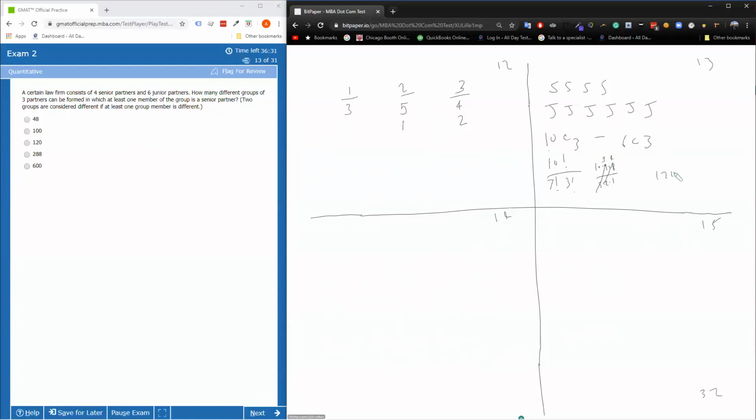This is 120 minus 6 choose 3, which I believe is 20, because for some reason it seems to come up a lot. 120 minus 20 is 100.